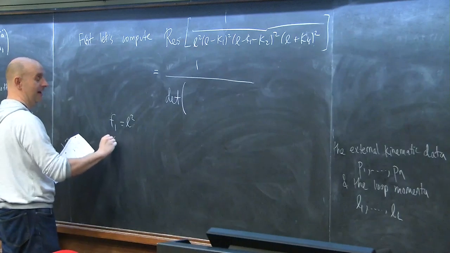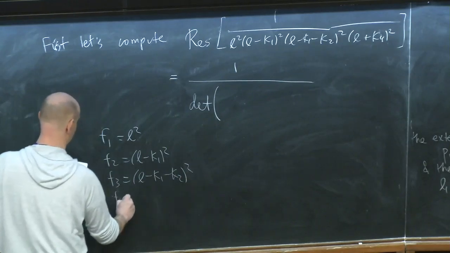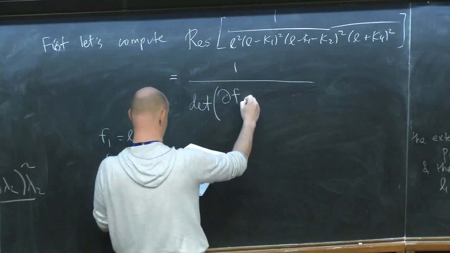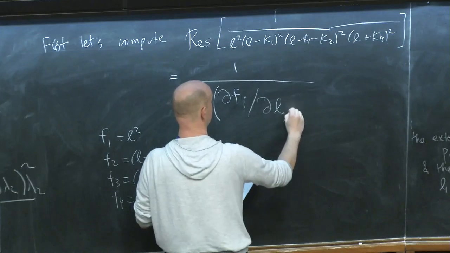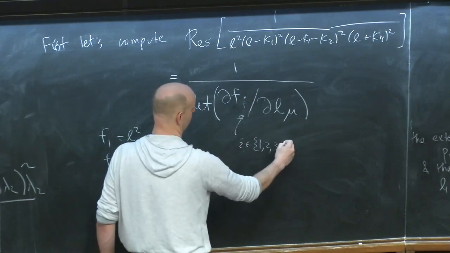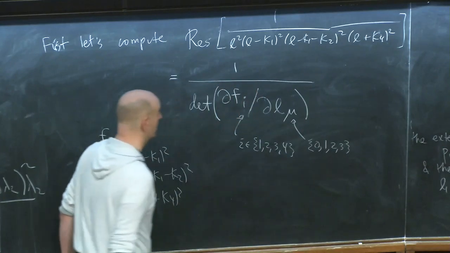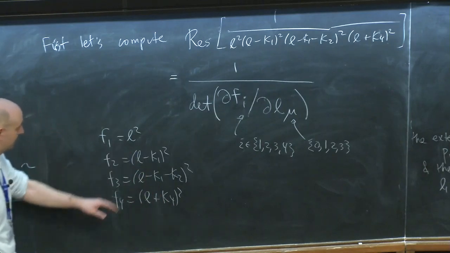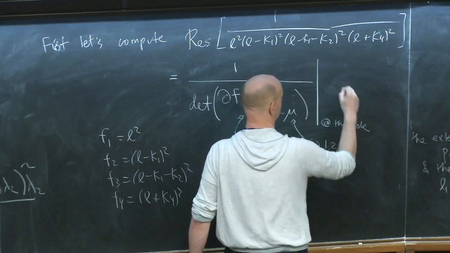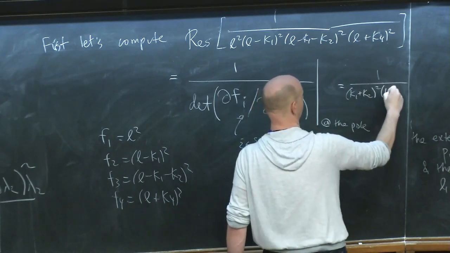If I define F1 to be L squared, F2 to be (L minus K1) squared, F3 to be (L minus K1 minus K2) squared, and F4 to be (L plus K4) squared, then this residue is 1 over the determinant of the partial derivative of F_i with respect to L^μ. Okay, this is a 4x4 matrix. I runs from 1 to 4. Mu runs over the four components of the loop momentum, 0, 1, 2, 3. So you just compute that matrix of partial derivatives as a 4x4 matrix, and then you evaluate it at the pole. A very simple exercise, and I'll just quote for you the answer. It's 1 over (k1 plus k2) squared times (k3 plus k4) squared.